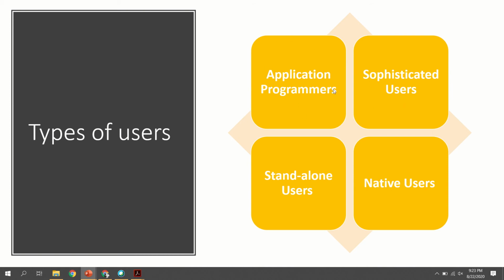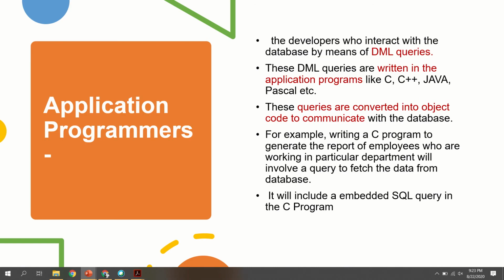Here we are going to discuss four types of users. The first one is the application programmer. The second one is the sophisticated user. The third one is the standalone user, and the last one is the naive user. So we can study the meaning of each and every type of user. The first users that we are going to discuss are application programmers.